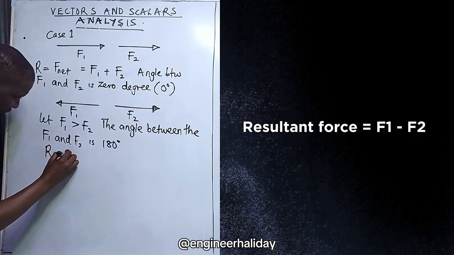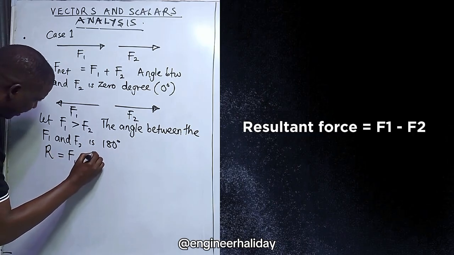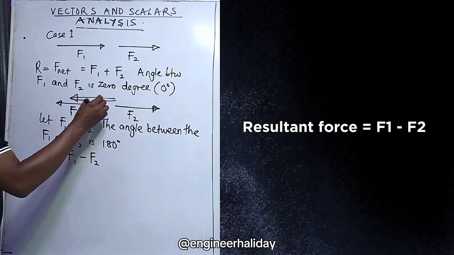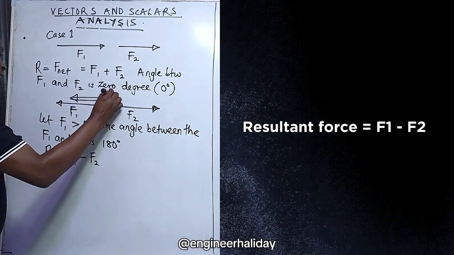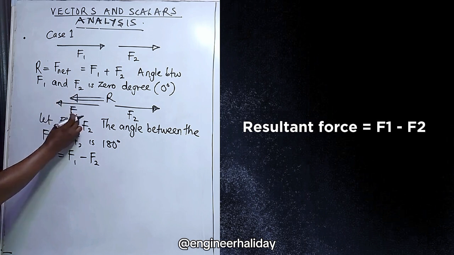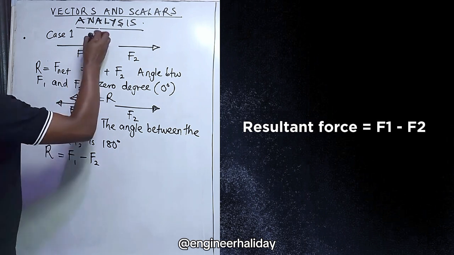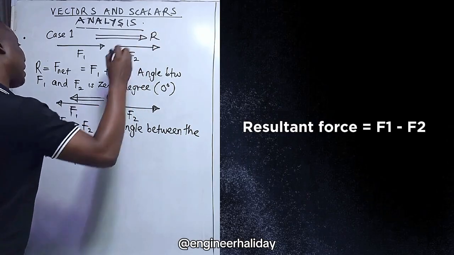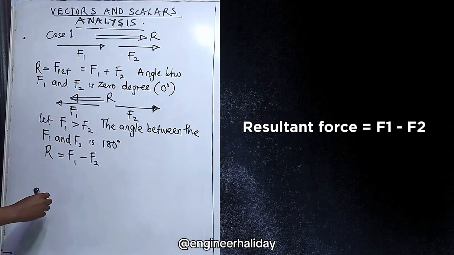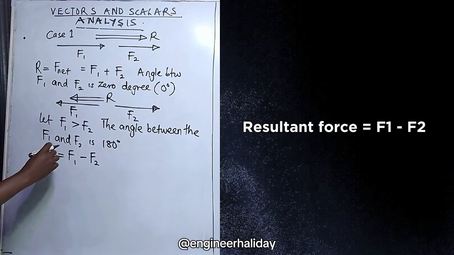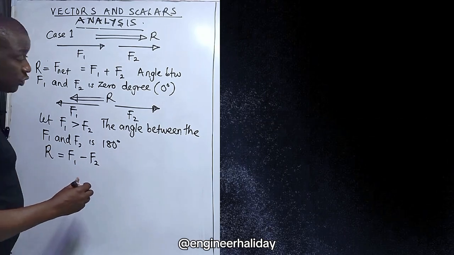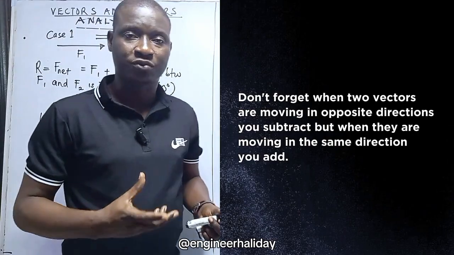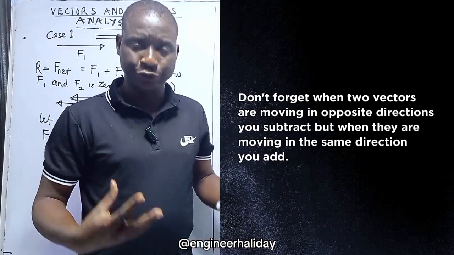So the resultant force will now be F1 minus F2. Where will the resultant follow? It will follow this direction, so the resultant force will favor the left, that is the direction of F1, because it's bigger. Otherwise, it would favor the right-hand side. So this is the resultant force for two vectors moving in opposite directions. Don't forget, when two vectors are moving in opposite directions, you subtract, but when they are moving in the same direction, you add.